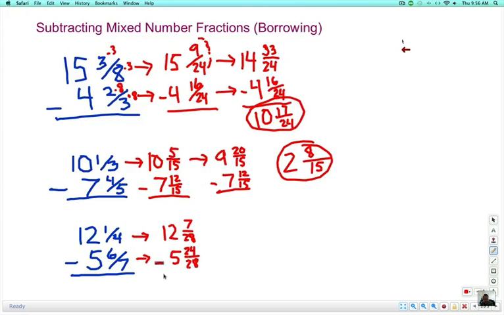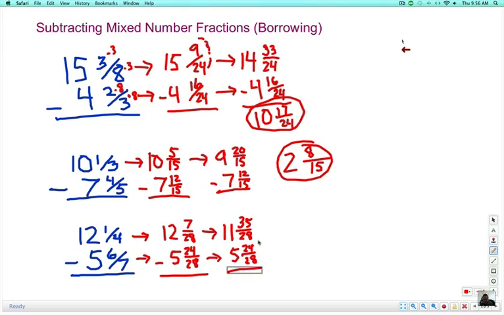Okay, now I try to subtract. Again, 24 cannot be taken away from 7. We have to borrow. So 12 becomes 11. We're going to borrow a whole number from that. And 7 plus 28 is 35. 35 over 28 is our top-heavy fraction that we have to have in order to subtract. So let's go ahead and slide that bottom fraction over.